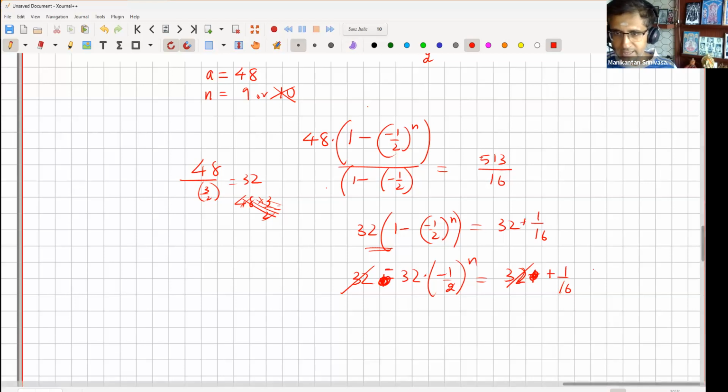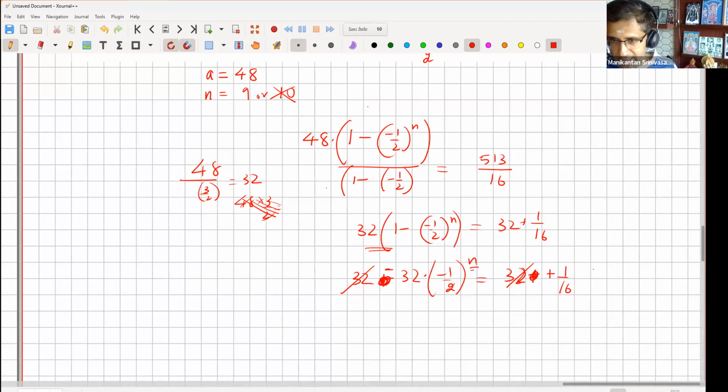So it's 32 plus 1 by 16. Okay, so obviously n must be a negative number, n must be an odd number. So you can do another step. Instead of multiplying the brackets by 32, you can just divide both sides by 32. And you get 1 plus 1 upon 2 to the 9. Yeah, we can do that as well.